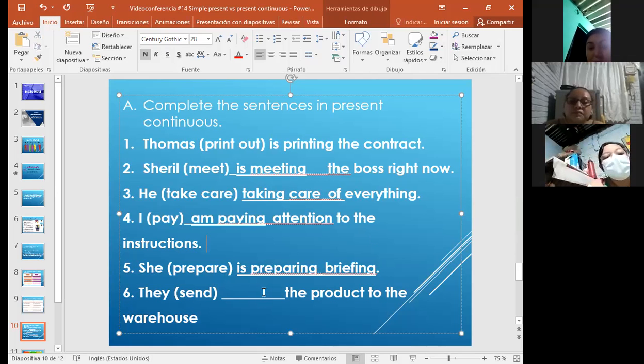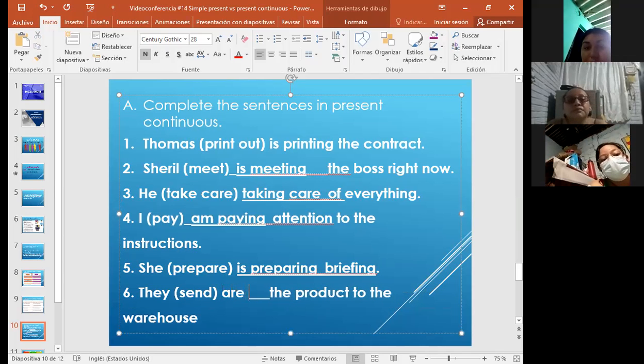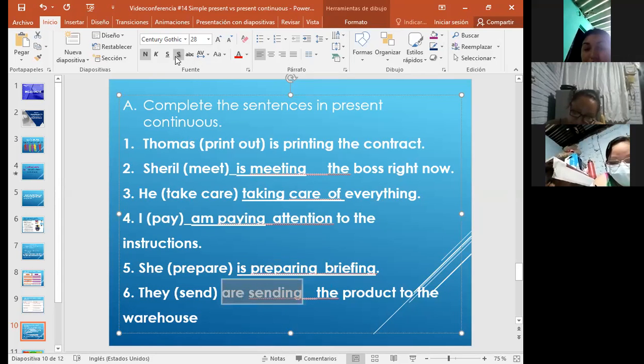And what is the number 6? Is sending. They are sending. Okay, they are sending the products to the warehouse. Okay, so we could see the statements in the present continuous form. We just shared them in real time. And that is the most valuable thing. Let's continue.